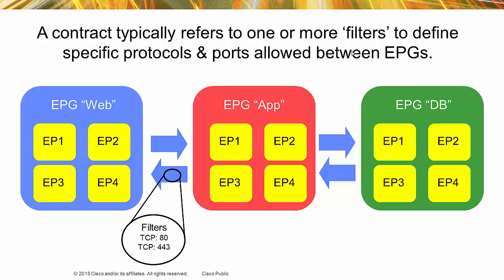So here, if you see, we are creating a filter between web and app. In that filter, we are saying TCP port 80 and TCP 443. So basically, we are allowing the communication between the web tier and app tier on these two ports, 80 and 443. So remember, for any of the EPGs to communicate, they would need a contract. And in the contract, you will have something called filters where you will say, okay, what are the things allowed? These are the ports, or these are the IPs that can communicate between this tier and the other tier.